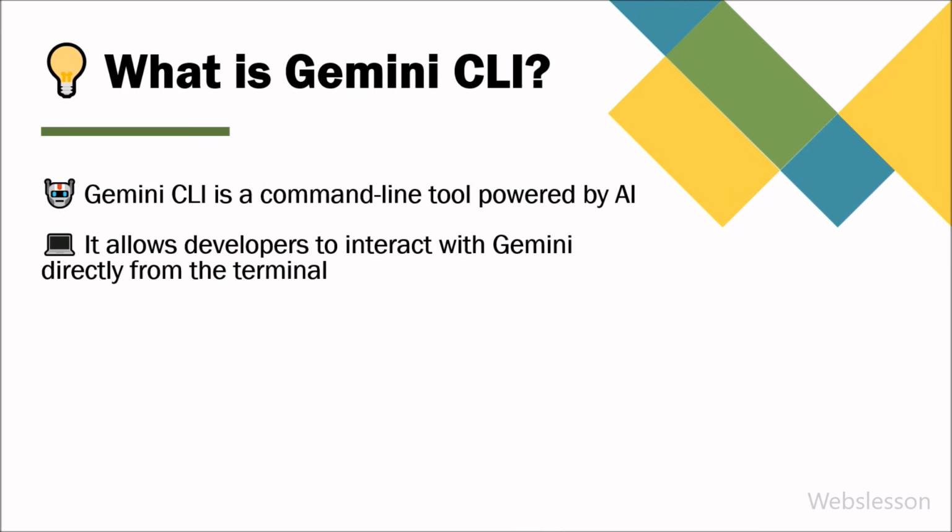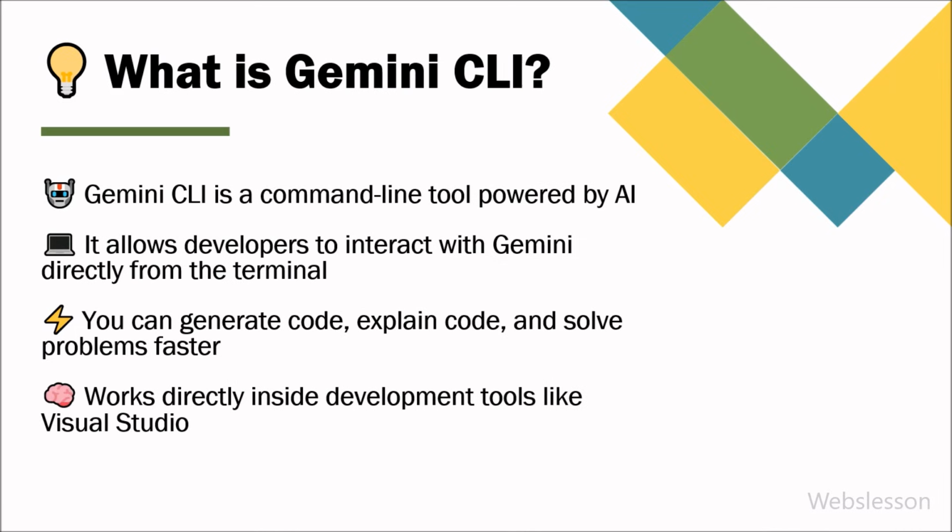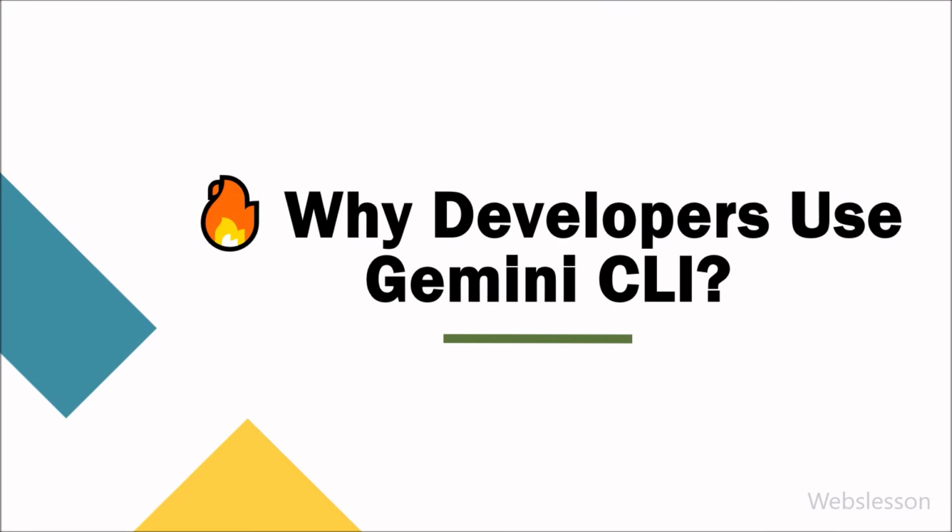development environment. With Gemini command line interface, you can ask questions, generate code, explain existing code, and even get help with debugging. This makes development much faster, because you can get AI assistance without leaving your coding workflow. And the best part is that it works smoothly with tools like Visual Studio or Visual Studio Code, which many developers already use.